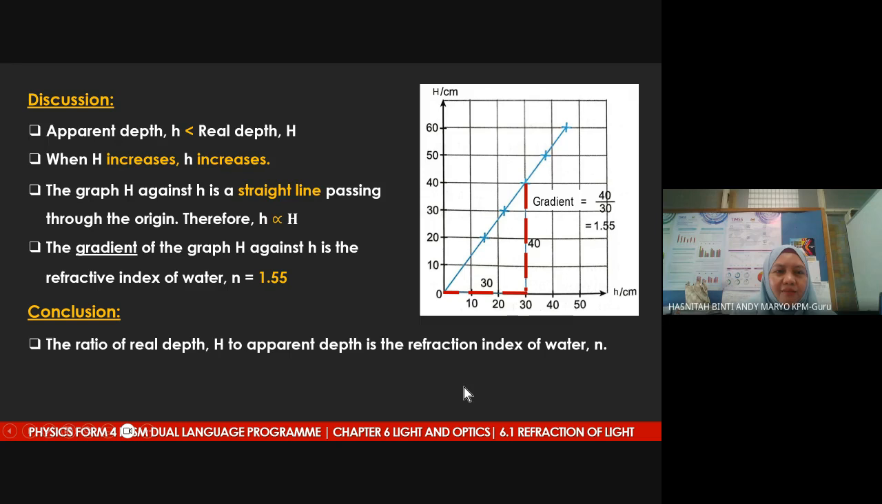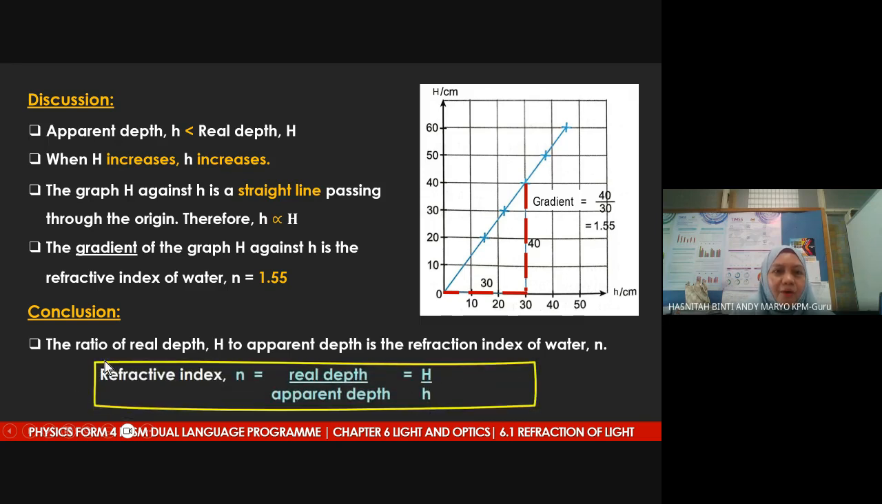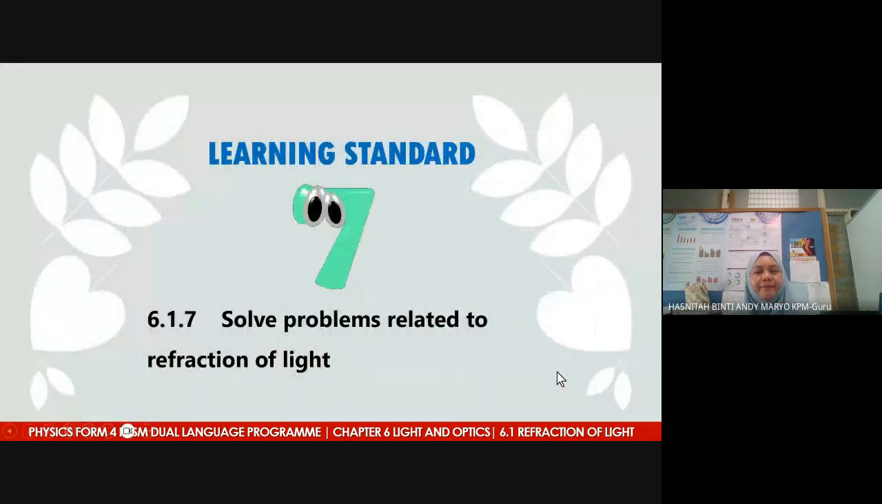Okay, the refractive index. So this is the formula that relates it. Refractive index equals H real depth divide h apparent depth. As I mentioned, in some books they represent H with D, capital D divide small d. So it's the same thing, no problem. You can use both. Okay. So last but not least, to solve a few problems related with refraction of light.